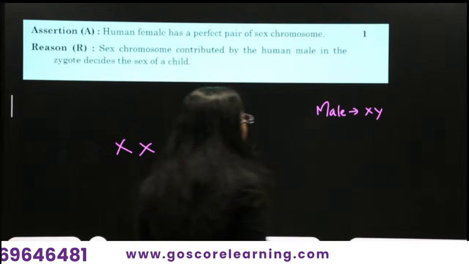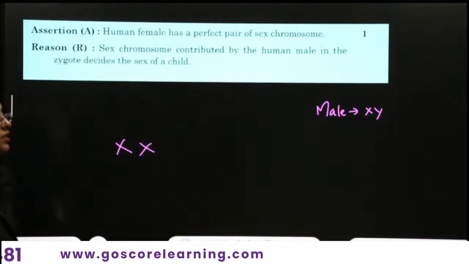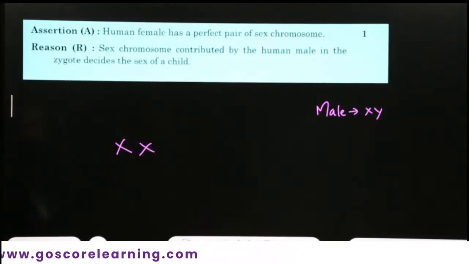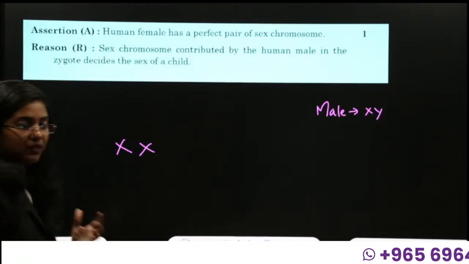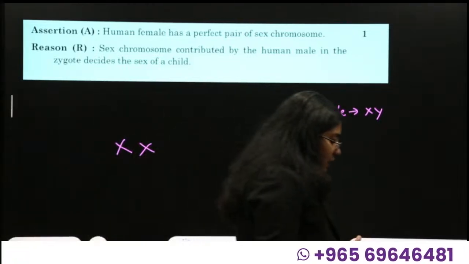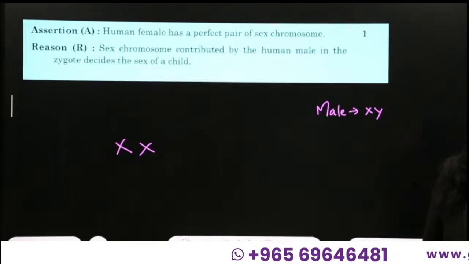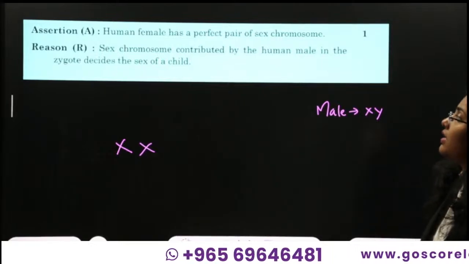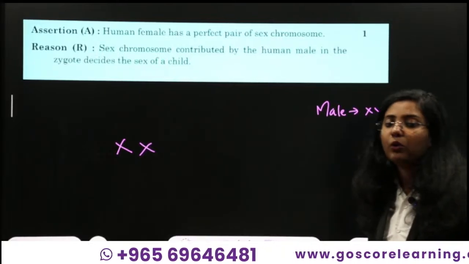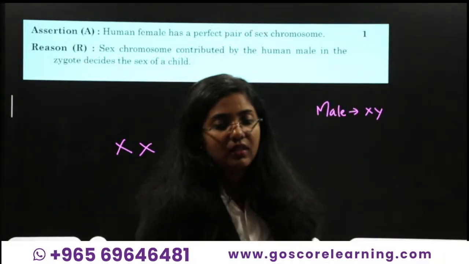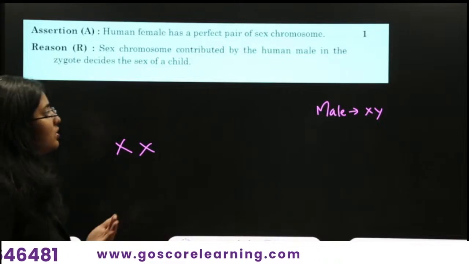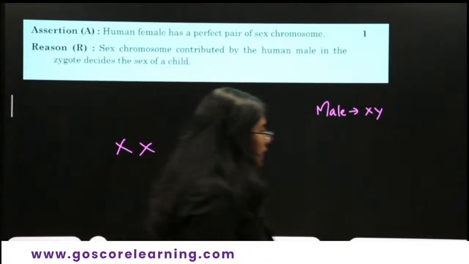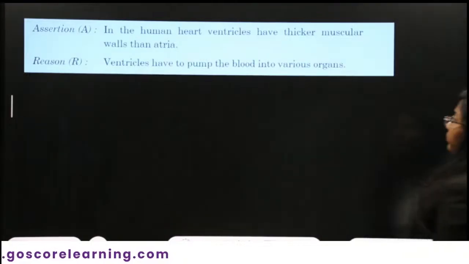Since XY is the chromosome, the sex of the child is male. XX is female, and XY is male. So let's consider the two cases. Both the statements are correct, but we cannot say R is the correct explanation for assertion A. Clear? So what is the next question given?